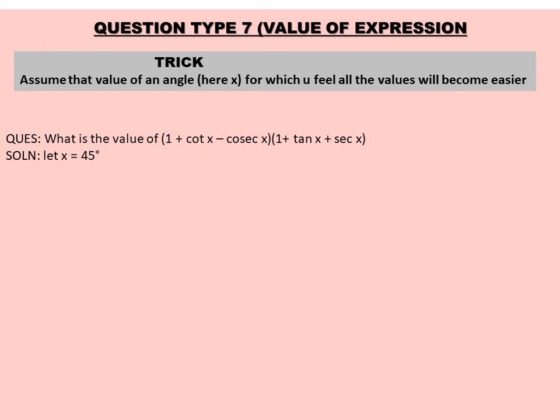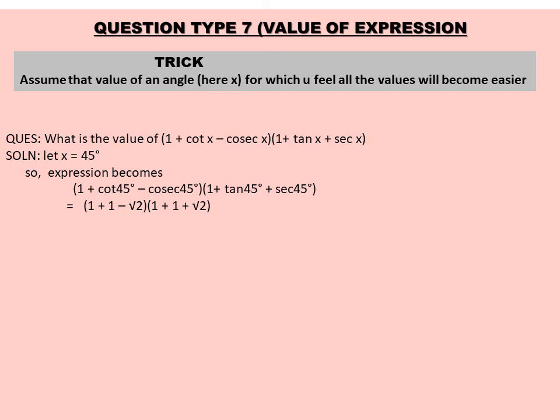Right, so with 45 degrees, the expression will become 1 plus cot 45 minus cosec 45. You'll replace x by this, right? So the next bracket will become 1 plus tan 45 plus sec 45. Just solve it, put in the values. So cot 45 is 1, cosec 45 is root 2, tan 45 is 1, sec 45 is root 2 again. So it will become 2 minus root 2, 2 plus root 2.